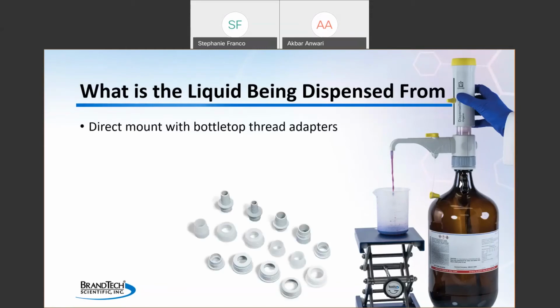Some dispensers also allow you to dispense from chemical drums, but pressurized vessels are not suitable. Due to the orientation of the valves, mounting a bottle top dispenser to a pressurized container will cause the container to empty of its own accord.